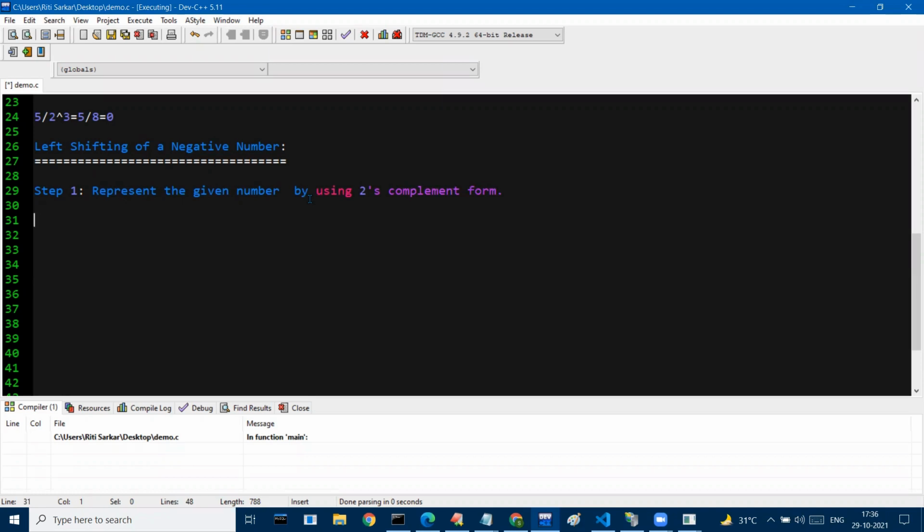What does it mean? Suppose a given number is there for which you have to make the left shift. Then what is the first activity you are going to do? The very first activity is to represent the number in 2's complement form. Suppose it is given -2 left shift by 3. Here what is the number? -2 is the number. So the first activity is to represent -2 in the form of 2's complement.